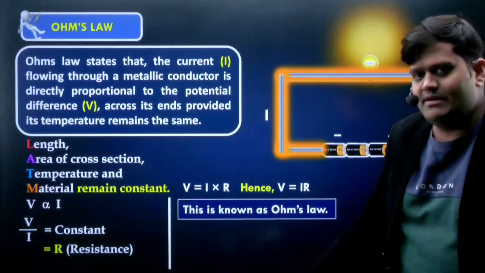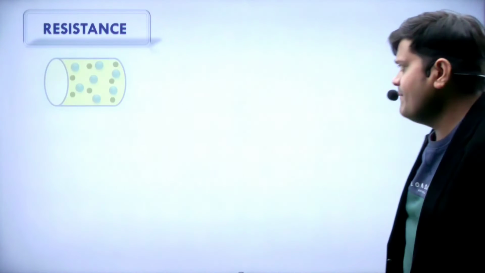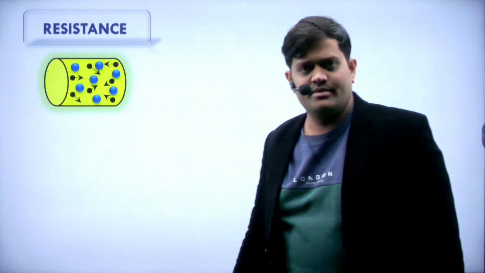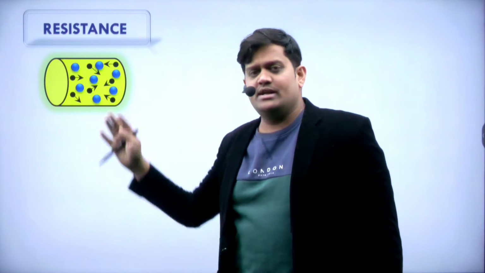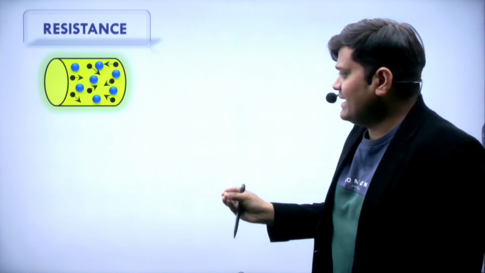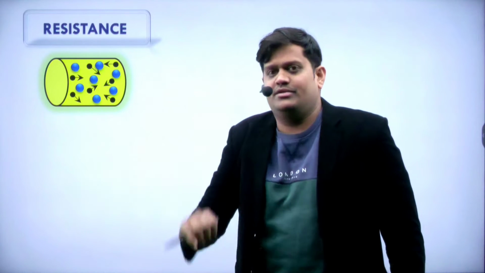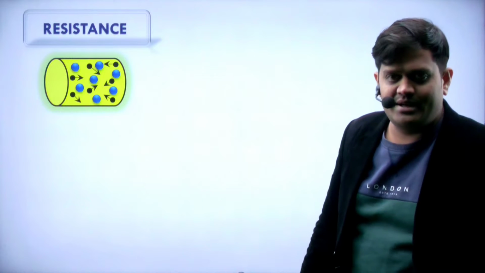What is resistance? Let's suppose there is a conductor. In this conductor there are atoms and electrons. When there is no supply connected to the conductor, the electrons have random motion and their average velocity is 0. There is no flow of current because they do not have any specific direction of motion. So the current is 0 here.